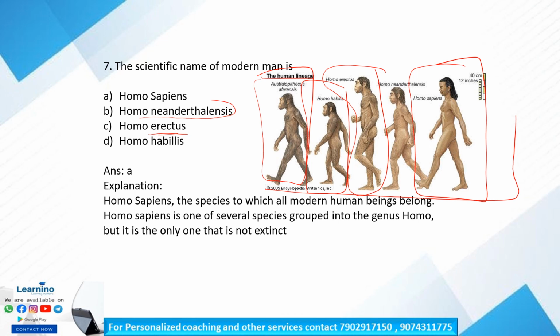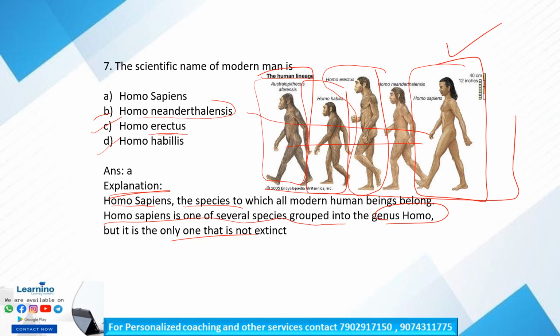Homo neanderthalensis, Homo erectus, Homo habilis, and Australopithecus afarensis come before the Homo sapiens. Clear? So we will move on to the explanation. Homo sapiens is the species to which all modern human beings belong. It is one of several species grouped into the genus Homo, but it is the only one that is not extinct. We are all still alive, but these four categories are extinct now. So today the modern man is Homo sapiens.